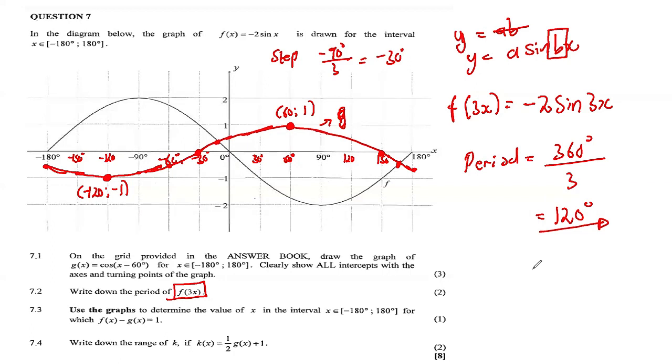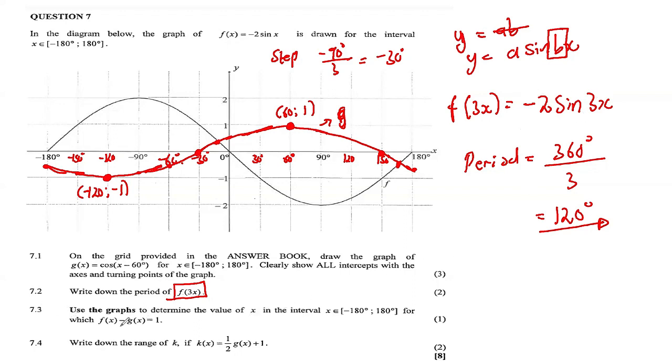So always know that when we are dealing with sine or cos, it's always 360 divided by the number that will be here, right? But it is not the same thing for tan. For tan, you say 180 divided by the number that's in here, because the mother graph for tan has a period of 180 degrees.